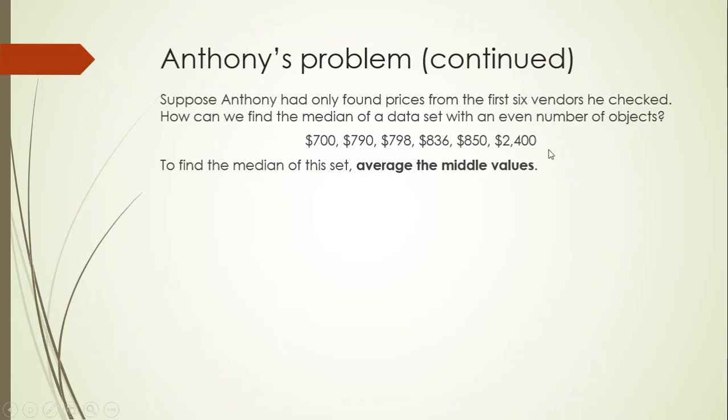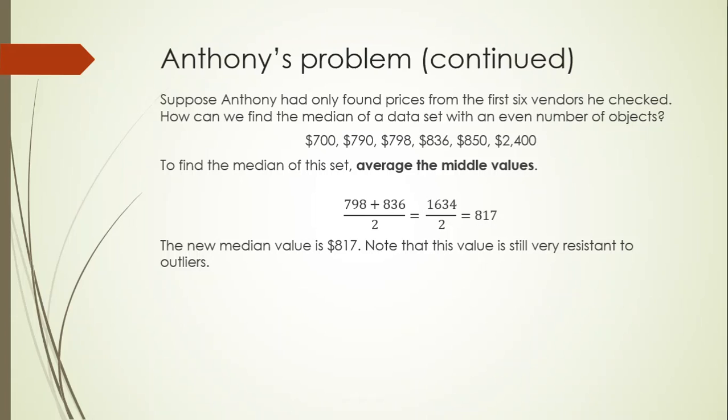So we've got 6 numbers here, and the 2 in the middle are this 798 and this 836. So we're just going to add those up and divide by 2. So with our 6 data values here, our median is 817. And note that even though we had to do that average there, it's still very resistant to outliers. So again, we could change this 2,400 to a 24,000, and it wouldn't actually change the median at all. It would still be $817.